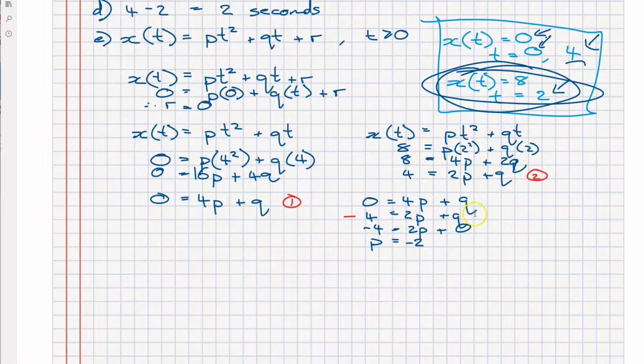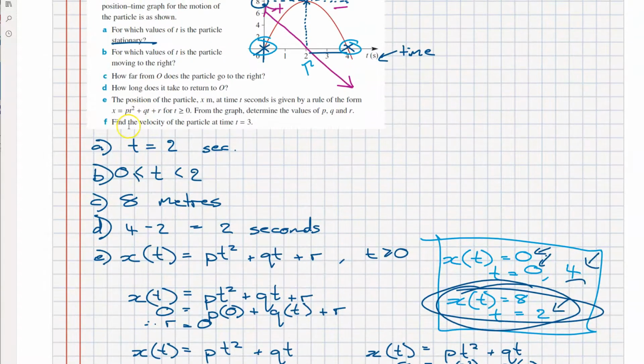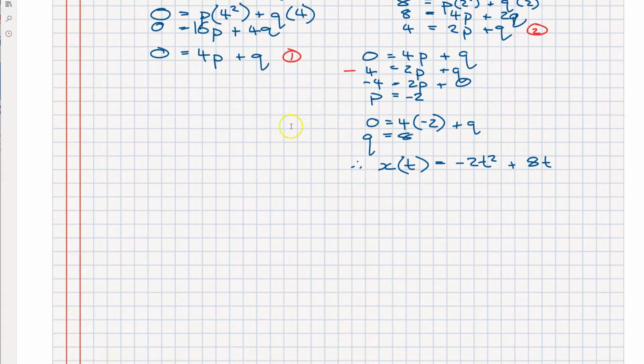Grabbing this value here of p, so if p equals -2, then we can go 0 equals 4 times -2 plus q, and therefore q is going to equal 8, and therefore our model x of t is going to equal -2t squared plus, not q, but rather 8t. Done. Looking up for now f, find the velocity of the particle at t equals 3 seconds.